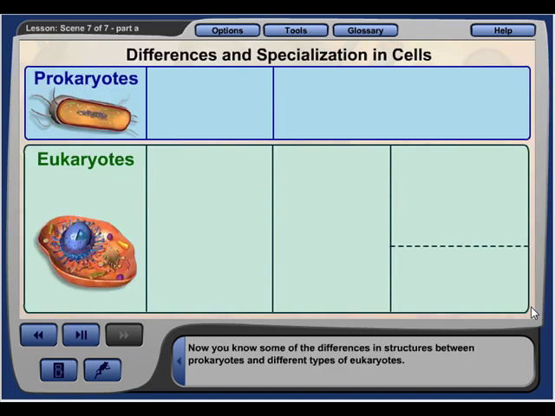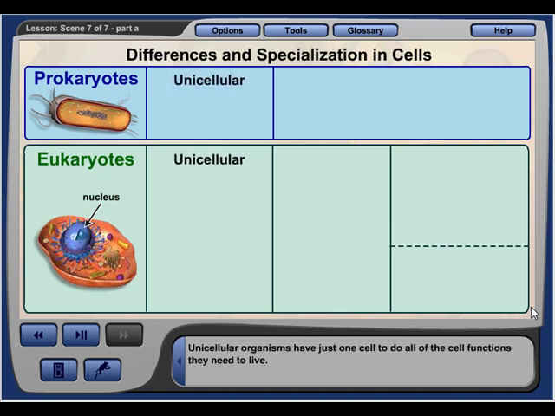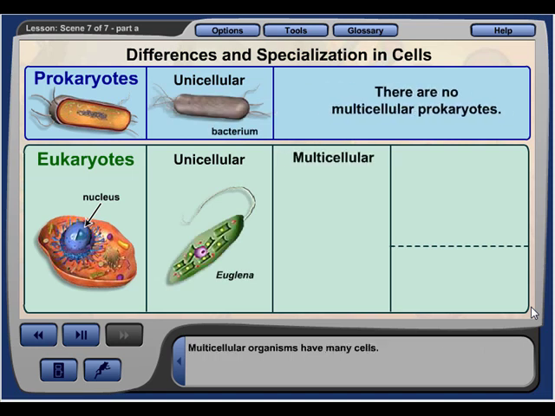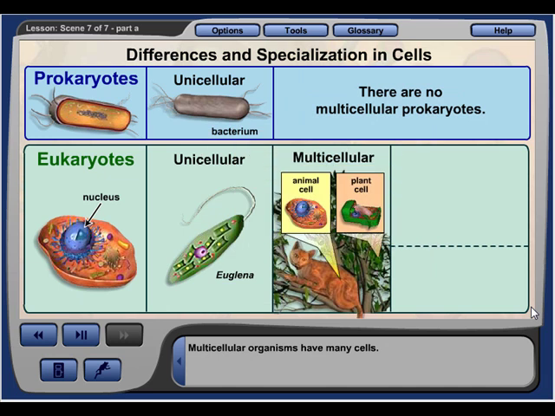Now you know some of the differences in structures between prokaryotes and different types of eukaryotes. Unicellular organisms have just one cell to do all of the cell functions they need to live. Multicellular organisms have many cells. Cells with specialized functions spread out the work in a multicellular organism.